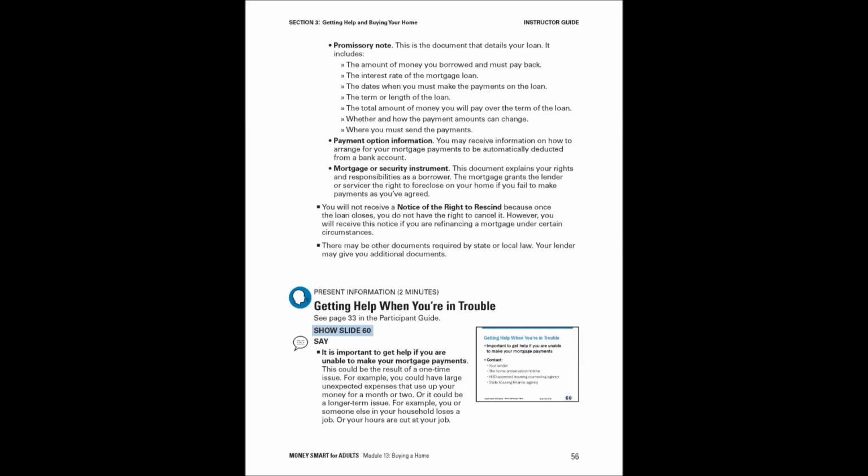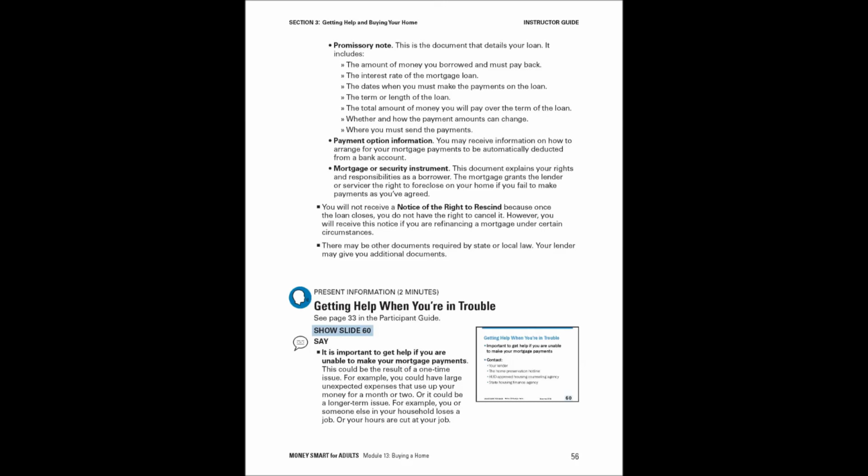Now, I want to say that in this particular transaction, a purchase transaction, there is not a notice of the right to rescind. So you want to emphasize this. We want to make sure that they understand that once they finalize a closing on a purchase, that's it. There is no rescission.